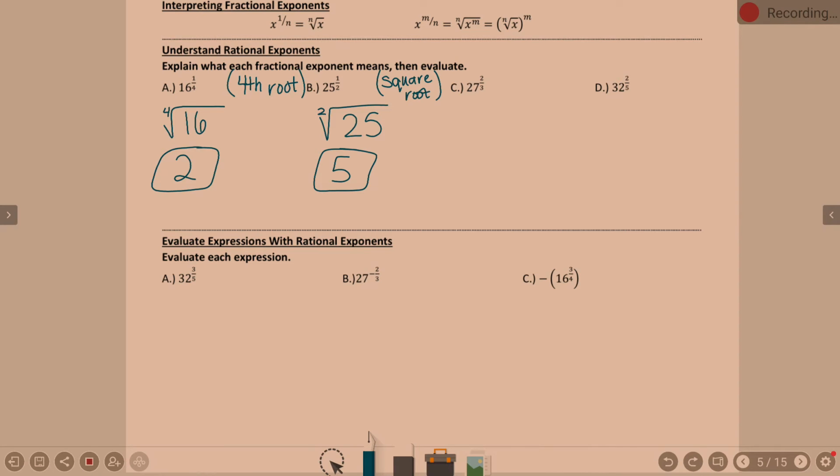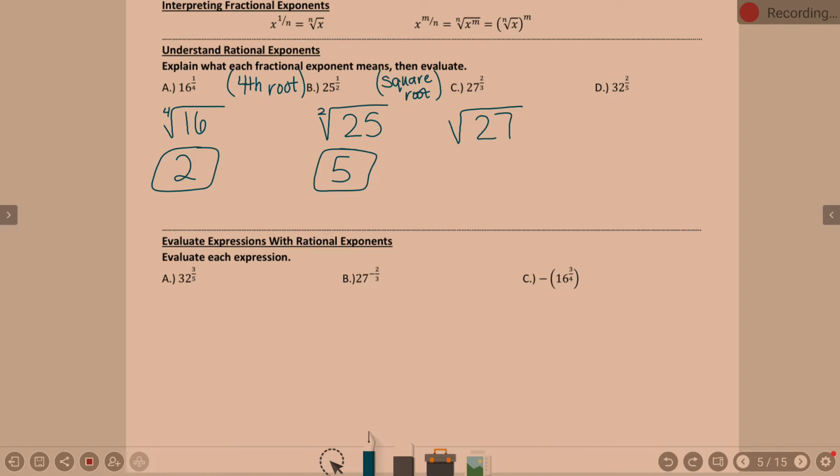Okay, C. Let's get a little fancier here. I have 27 to the 2/3. So I see a fraction exponent. I know I need to think of it as a radical. What number is under the radical? 27. What about the 2/3, gentlemen? It's cubed. Okay.